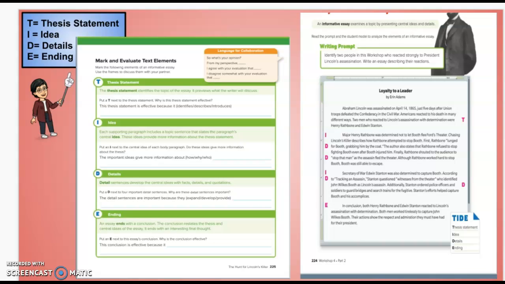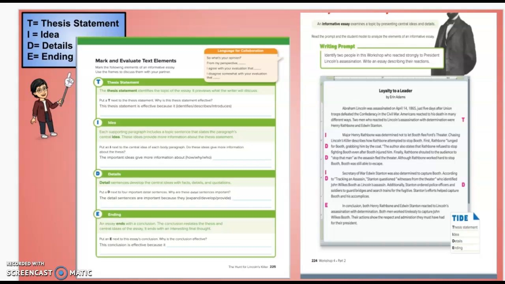Now, the important ideas give more information about what? So I want you to use your own words and complete that sentence. And again, we know that it gives more information about the thesis statement that we just read about the 2 men. So the important ideas give more information about either how something is done, why something was done, or who did it.